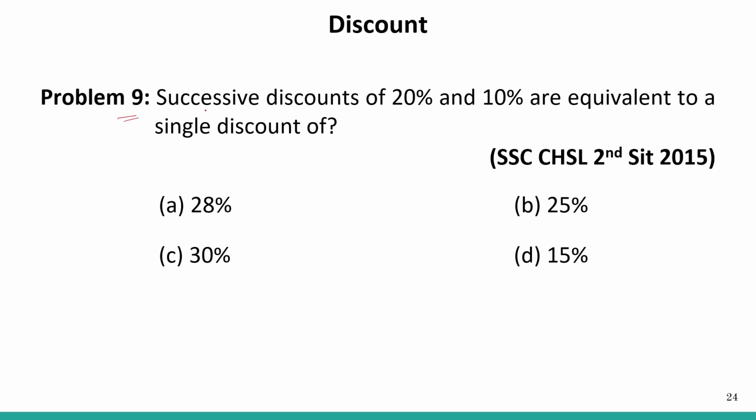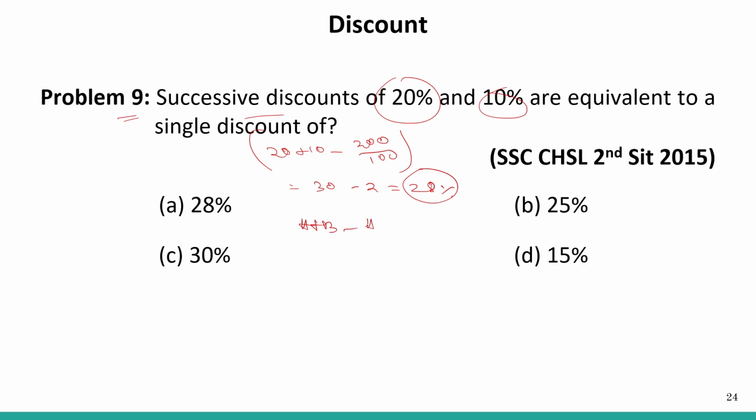So let's see problem number 9. So successive discounts of 20% and 10% are equivalent to what? So 20 plus 10 minus 200 by 100. This will be what? 30 minus 2 is equal to 28%. So this question is very repetitive and has come very often. Okay, so just remember the formula a plus b minus ab by 100. That is, when you are given two successive discounts, their equivalent discount will be this much amount. Okay, so there is a negative sign here. This won't be positive. So the answer will be A. So this is the correct answer. B, D, and C are all wrong answers.